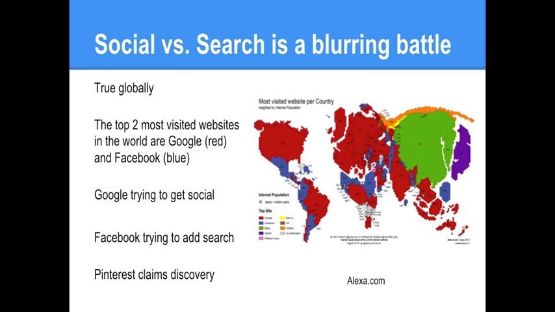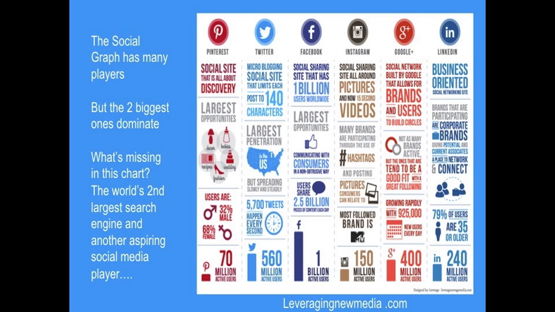So one of the things to think about and always understand, big picture stuff here, social and search is a blurring battle. It's truly global. The 2 most visited websites in the world are Google and Facebook. Google's increasingly trying to get social. Facebook's increasingly trying to add search. Just as a side note, Pinterest is a new social site, not that new, but they're claiming they're discovery. So everybody's got their angle. There's a lot of players. Twitter for that microblogging, that's just a steady stream of short content. Instagram, which is part of Facebook, of course. LinkedIn in the business world.